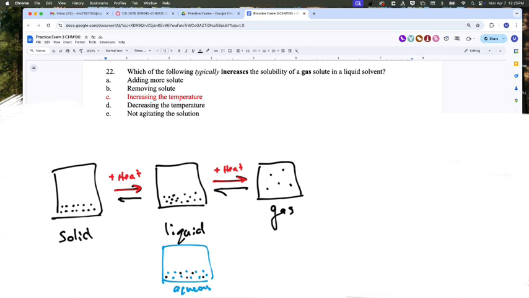I should heat it up. Why do I want to heat it up? I want those particles to move more. And the hotter it is, the more they move. That makes a lot of sense.